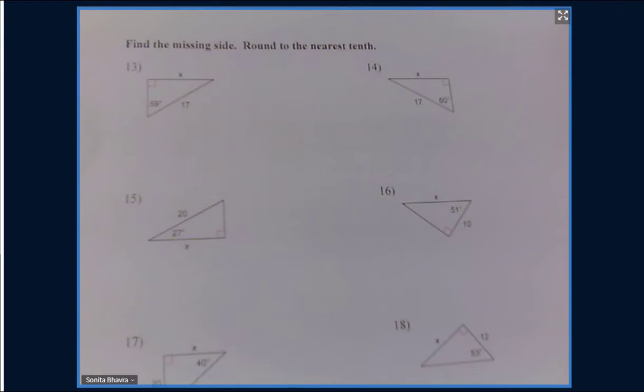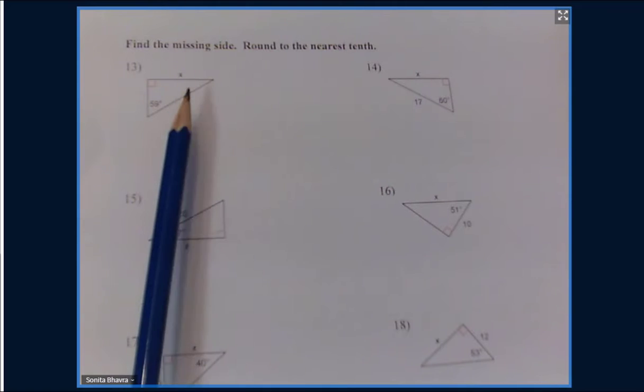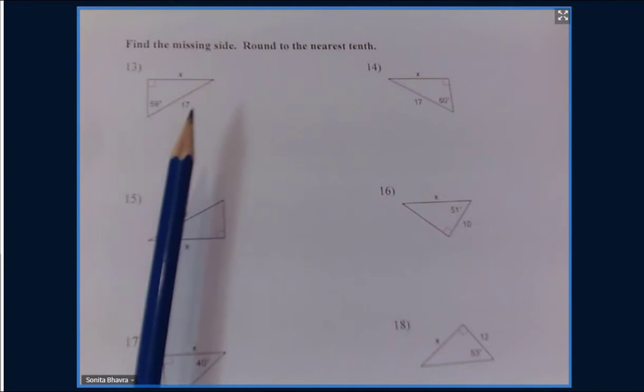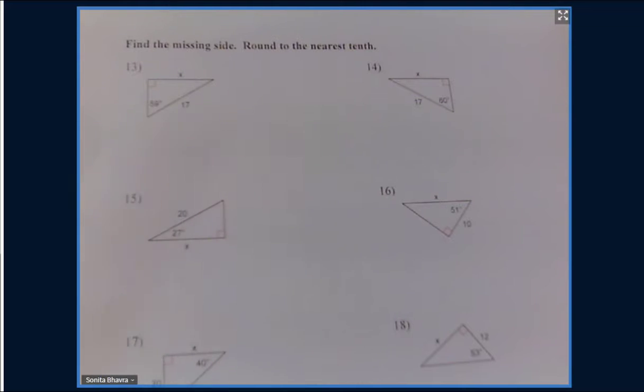Okay, next section here on page 2 is find the missing side, round to the nearest tenth. So we have to figure out which ratio to use to figure out our missing side. Again, we cannot use the Pythagorean theorem in these questions because we are only given one side. To use the Pythagorean theorem, you need to know 2 sides to figure out the third side. All right, so therefore we have to use trig.